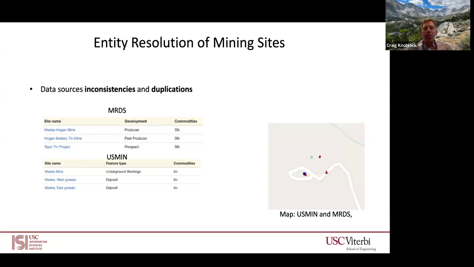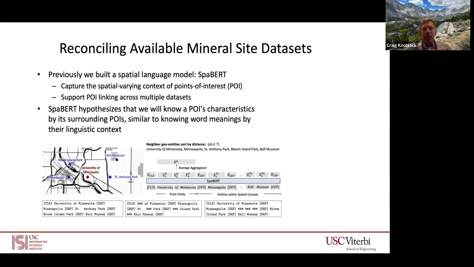So you can use the combination of the attributes of the information along with the spatial information about this. And this is work being done by my colleagues at University of Minnesota that are working with us on this project. And they have built this spatial language model. They call it SPABERT, which is built on top of BERT, which is one of the earlier language models. And the idea of this was to capture the spatially varying context of the points that you're interested in, where it could then figure out how we could link these points of interest across different data sets.